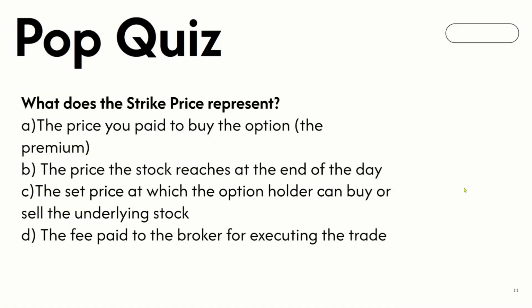So let's do a pop quiz now that we've finished this first video. What does the strike price represent? Is it A, the price you paid to buy the option, otherwise known as the premium? B, is it the price the stock reaches at the end of the day? C, is it the set price at which the option holder can buy or sell the underlying stock? Or D, is it the fee paid to the broker for executing the trade?